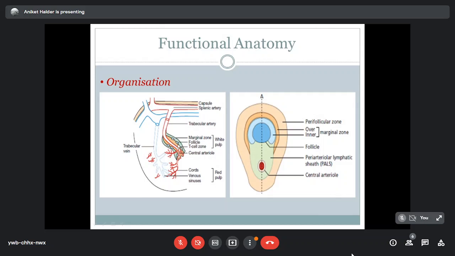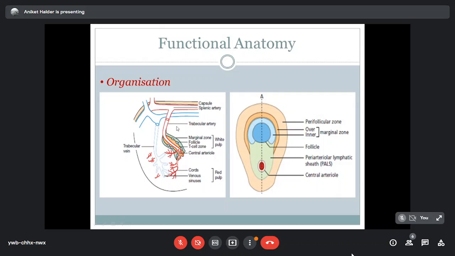These B cells are present in the follicles, and just outside the follicles is the marginal zone. This marginal zone, along with the follicle and the periarterial lymphoid sheath, forms what is called the white pulp. The trabecular artery branch which enters the spleen then divides into the central arteriole, which goes into the red pulp. This red pulp is composed of the splenic cords and the venous sinuses.